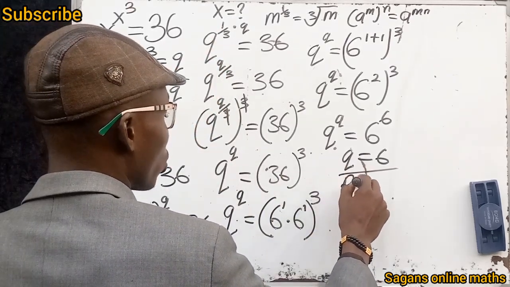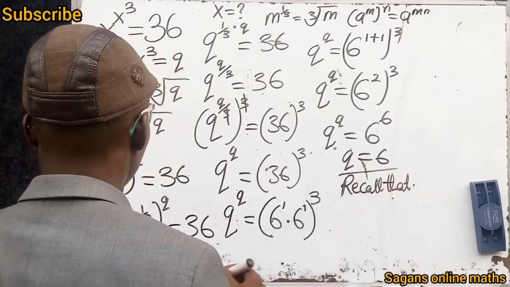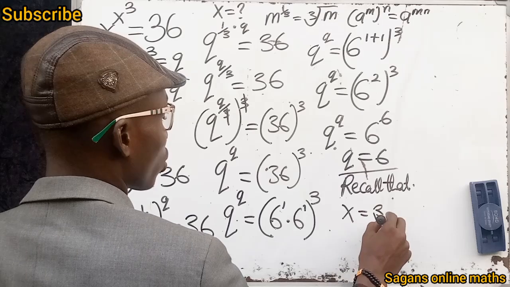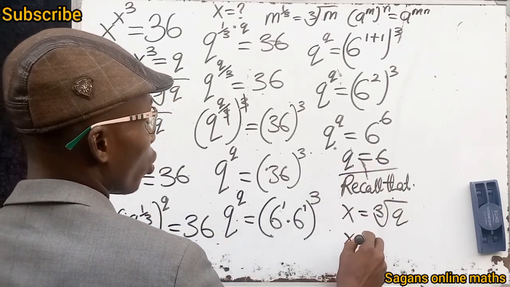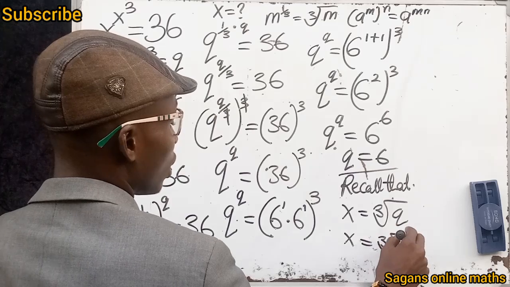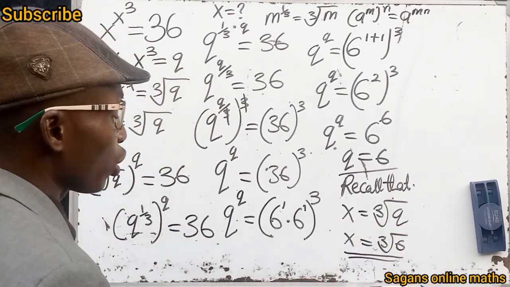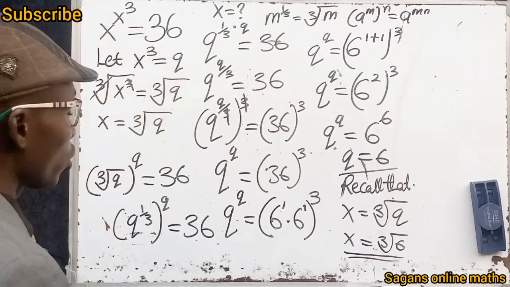Now then, recall that from here you can see that s is equal to the q root of 4q. And we found that our q is 6. That means s will be equal to what? The q root of what? 6. This is the value of s. Can you see how simple it is? Simple and interesting. Now I'm going to show you another short method you can use to solve this.